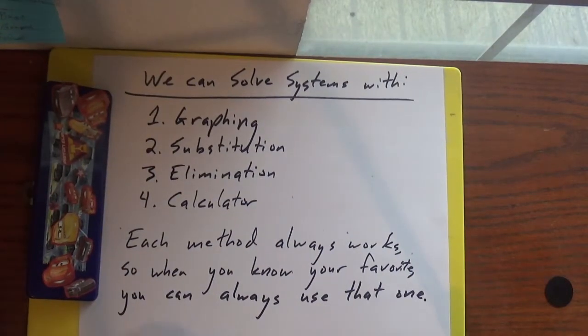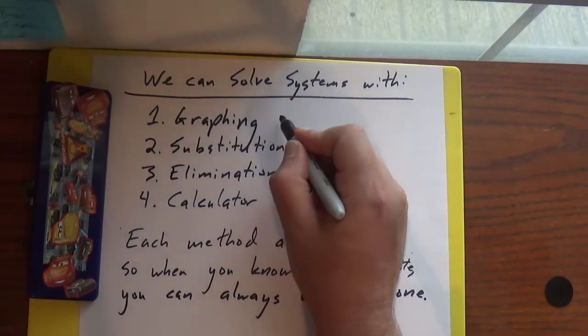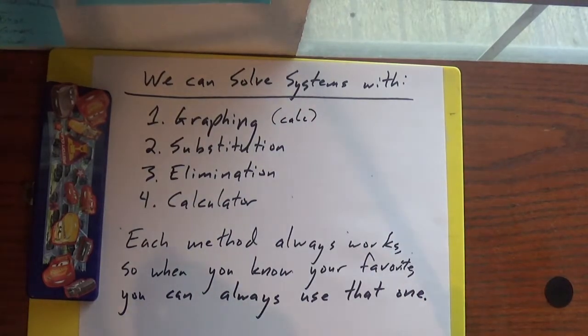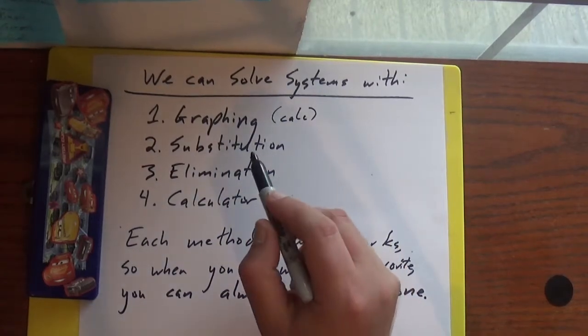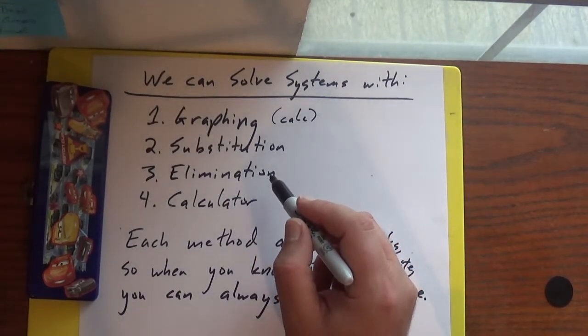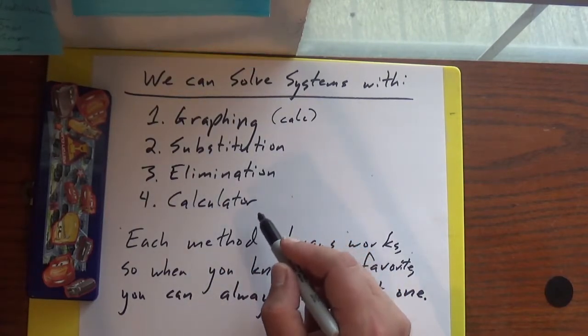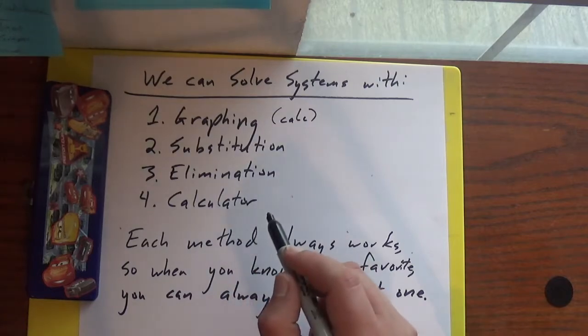Now, we can solve systems of equations in a lot of different ways. You can graph both lines. This is on a calculator usually. And wherever they touch, that's your solution. We can do substitution. We can do elimination. And on the TI-Nspire, we can just type in the equations and it'll tell us the answer.